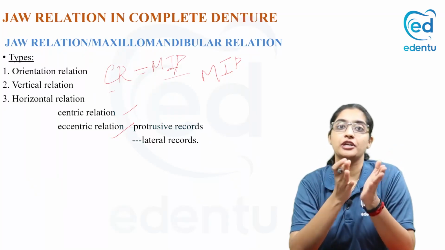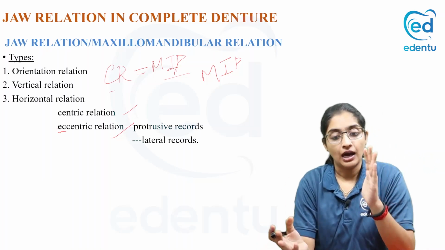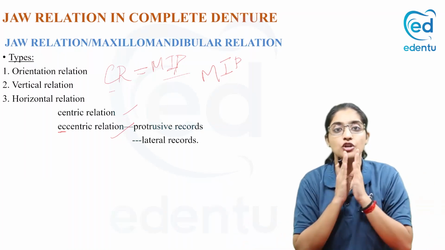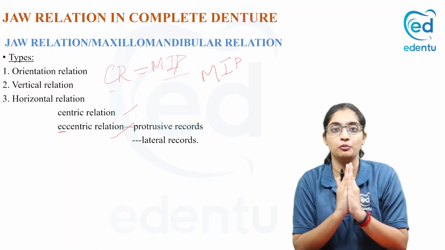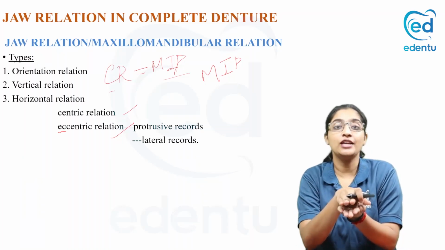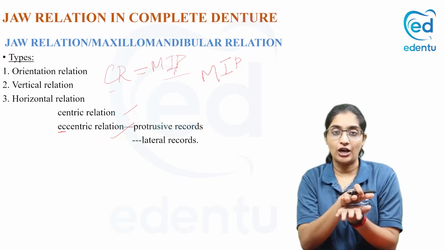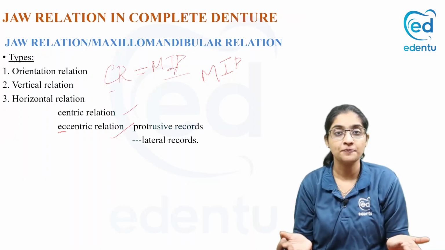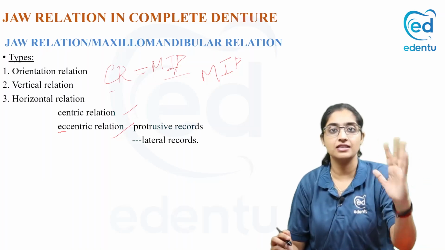What is eccentric relation? As the name suggests, eccentric. Apart from the centric, any other relation, that is, right lateral, left lateral, or a protrusive movement. You bring your mandible in the front, you take your mandible to the right, or take your mandible to the left. That is called your eccentric position. Any other position other than your centric relation is called your eccentric position.